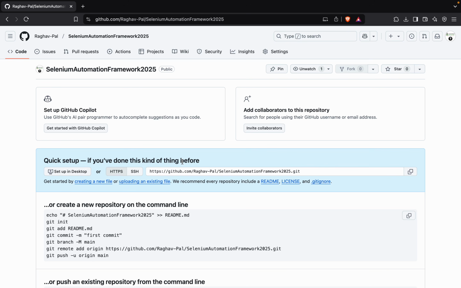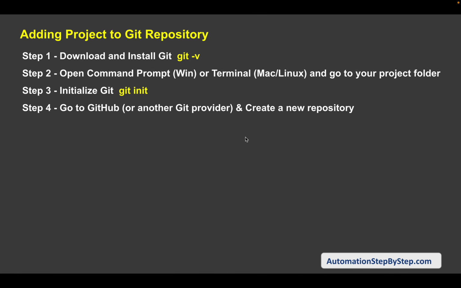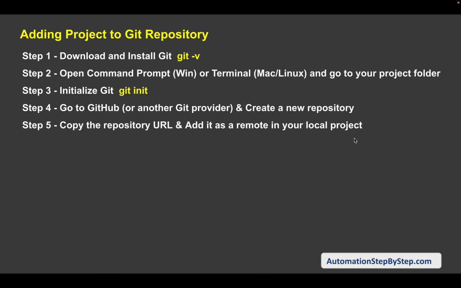And you can see this is the link. You can take the link from here, or also from the URL itself. This is the repository URL. So we have done step number 4 here. Now we will copy the repository URL and then add it as a remote to our local project. We have to inform our local system that for the project folder we have added on Git, this is the remote repository URL.